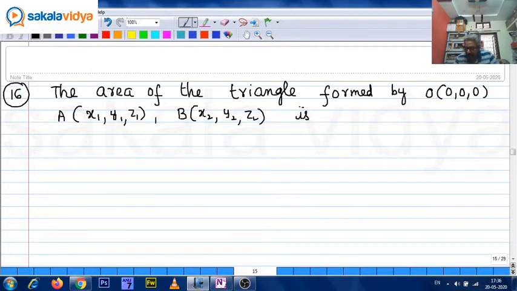Sir, I have one doubt. Minus m is to n and m is to minus n both are same. Yes, both are same. No doubt, both are same.